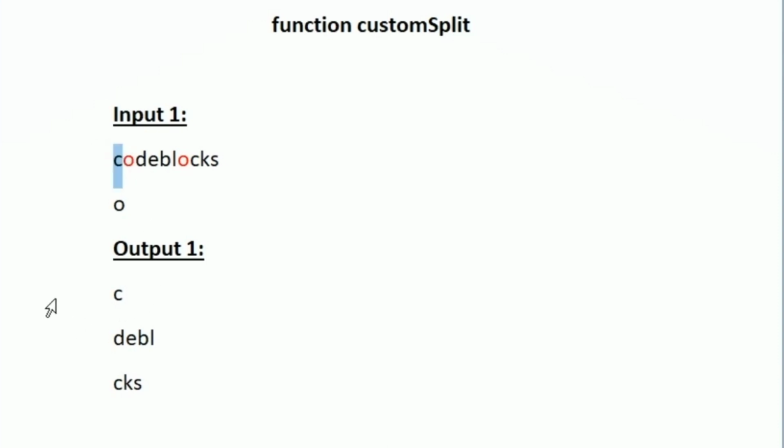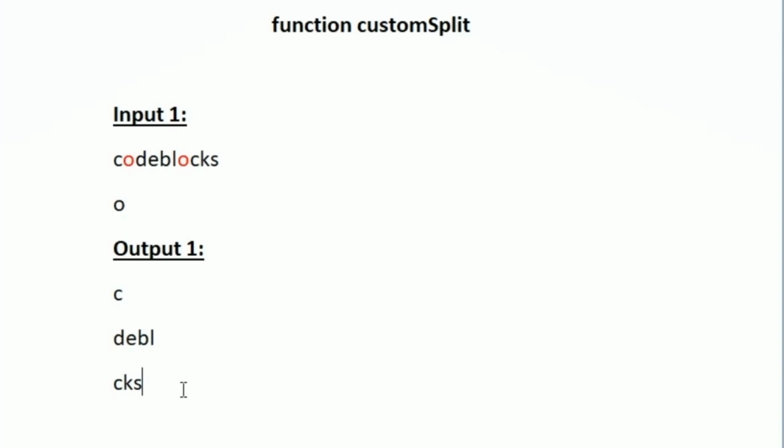In our output we are printing this. Then the second substring will be the characters D, E, B, L. So in the second line of our output we are printing D, E, B, L. Similarly, the third substring will be CKS, so in the third line of our output we are printing this substring CKS. This is how the given input string "codeblocks" can be split based upon the character O.